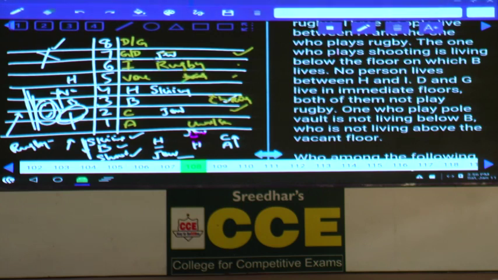G is not pole vault. As G is not pole vault, it is not fixed here as of now. And both of them do not play rugby. The one who plays pole vault is not living below B, that means pole vault is living above B. So pole vault must be here. And B, who is not living above the vacant floor, is living below the vacant floor.